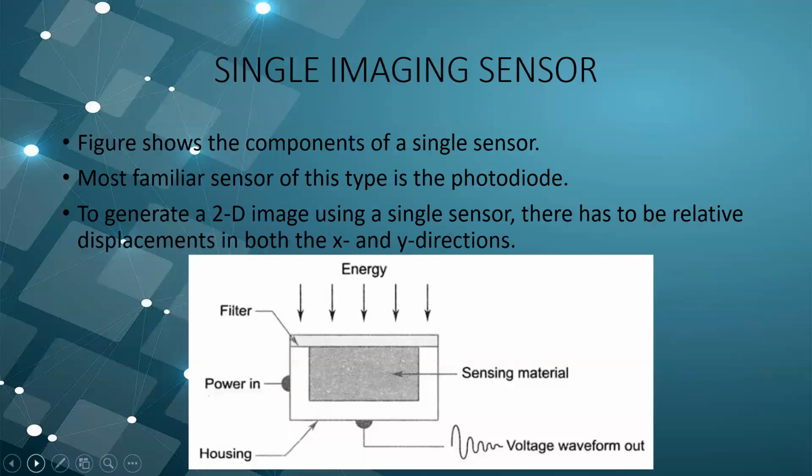Single image sensor. As the figure shows, it consists of sensing material, power in, housing, filter, and a voltage waveform out, and an energy. Energy is a light source that is falling on a sensing material which is being powered, and a voltage waveform is being obtained from that. A filter is a material that is used in between the energy and the sensing material. To generate a 2D image using a single sensor, there has to be relative displacement in both X and Y directions. We'll see what the X and Y directions are later.